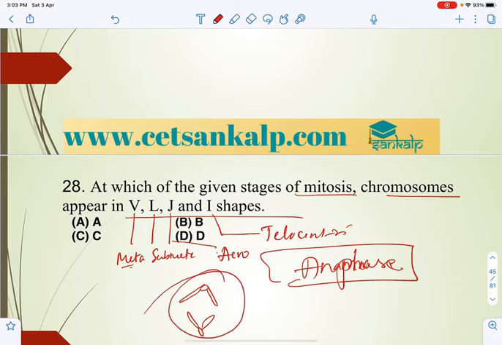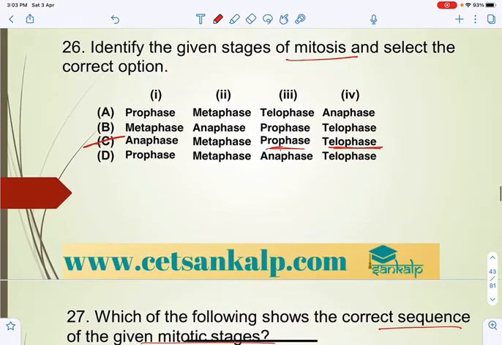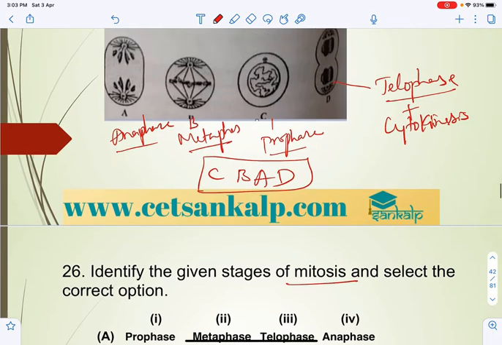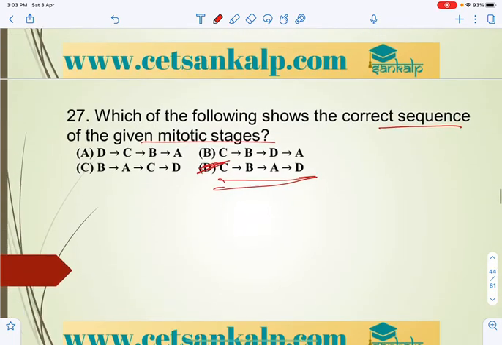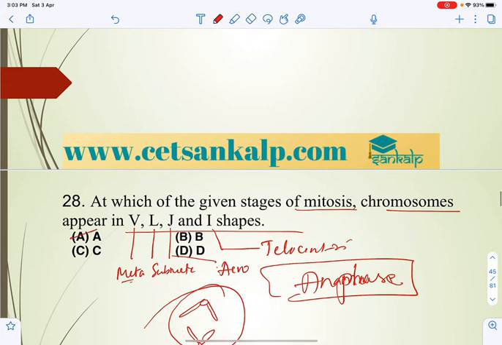So this will be seen in anaphase. Anaphase is represented in the diagram by A. So the answer for this is A, which represents the anaphase, right?